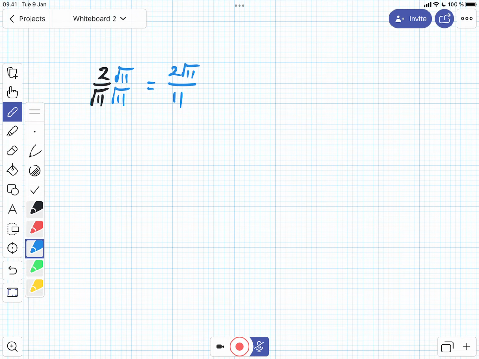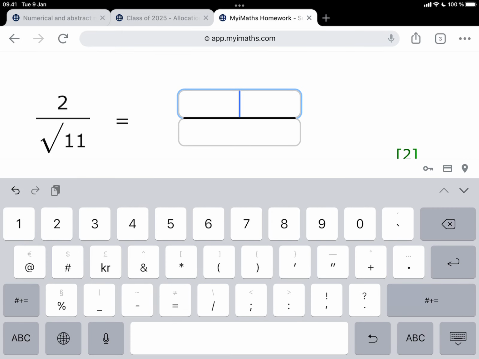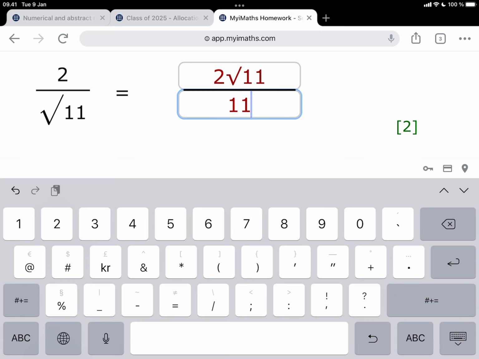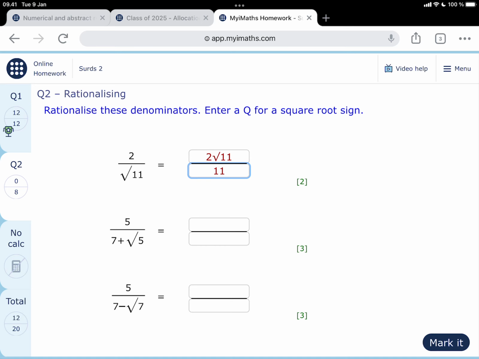So let's just get over and write that. 2 root 11 over 11 is the same fraction with a rationalized denominator.